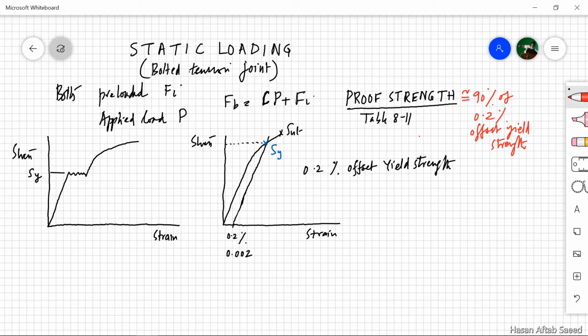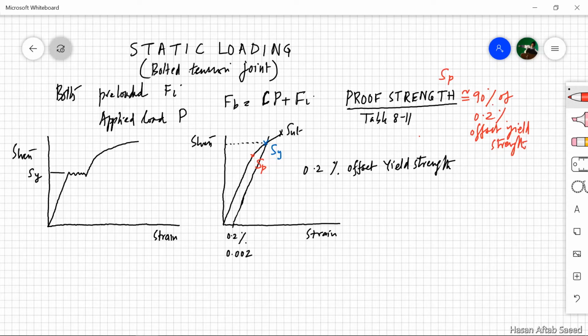So what is happening here is you are not talking about this point, but you are talking about SP, and this is 90% of the yield strength, so it is less than the yield strength. Now, it's established practice that we'll be dealing not with SY but SP. So if you design for SP, then you are already giving it a factor of safety against yielding. So there's another safety built right here.